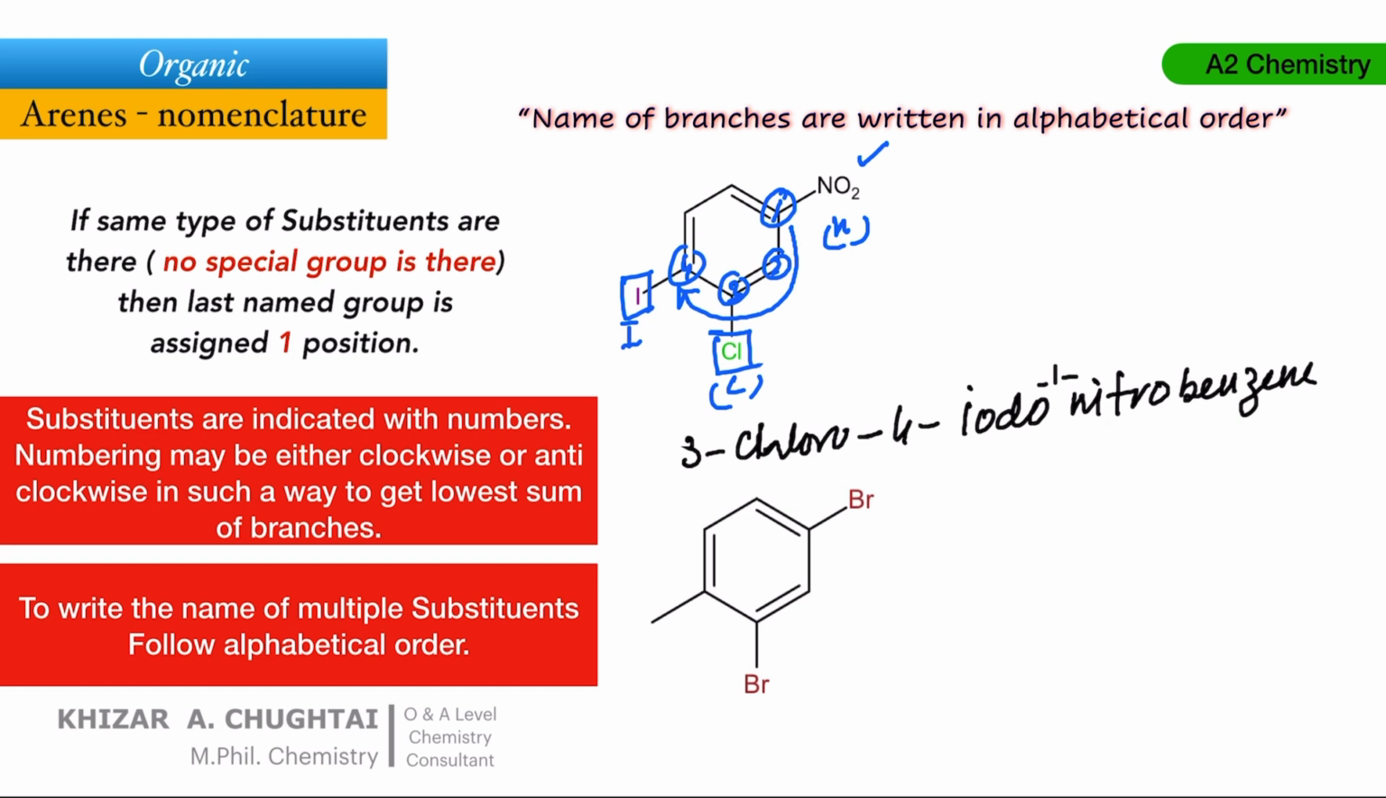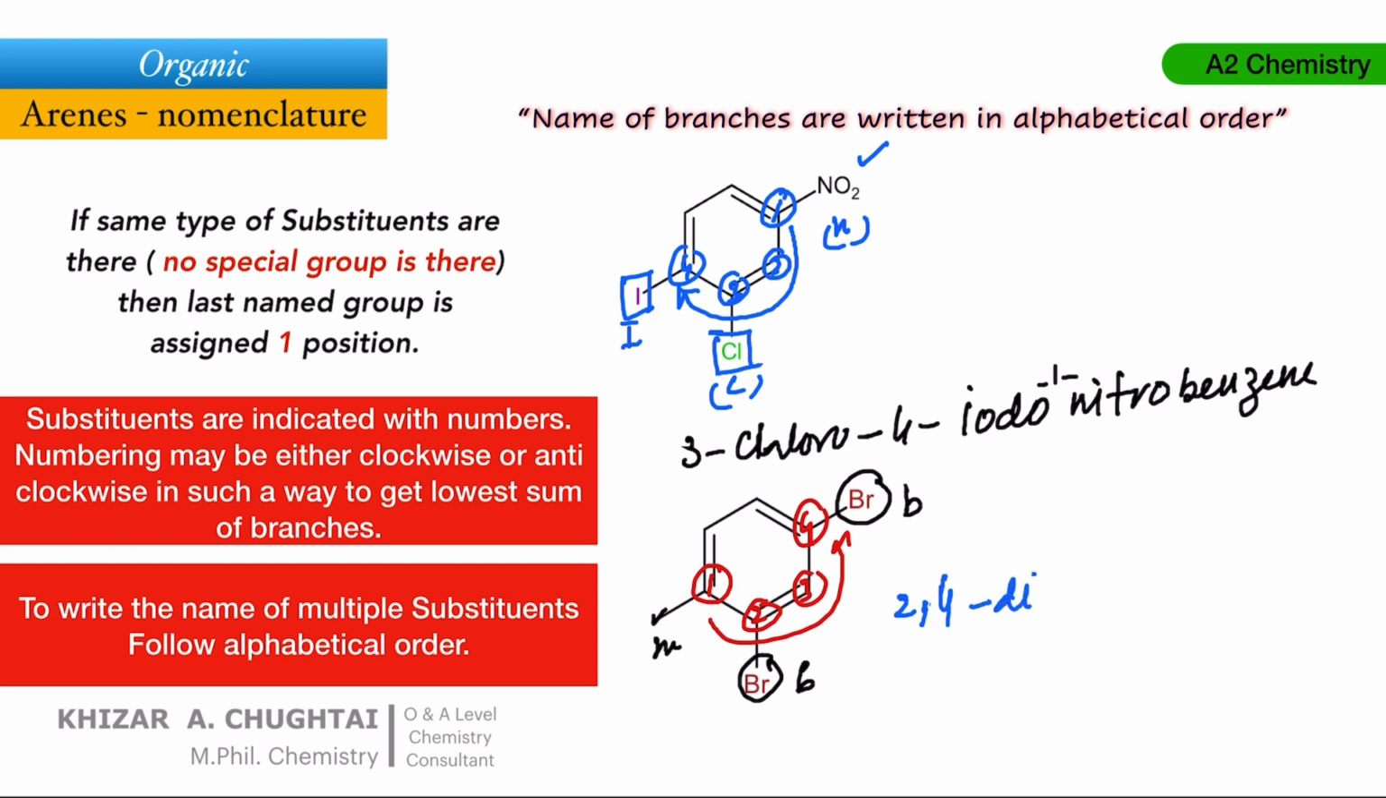Now come toward the next example. In this case, it's a bromo, B for bromo, and it's a methyl group, M for methyl. So the last named group is methyl in this case, so its carbon will be carbon number 1. Then the lowest numbers will be in this way, and you can write 2, 3 and 4. So 2-bromo, those are similar branches, and one is at position 2 and the other at 4. So the name of this group can be written as 2,4 dash di.